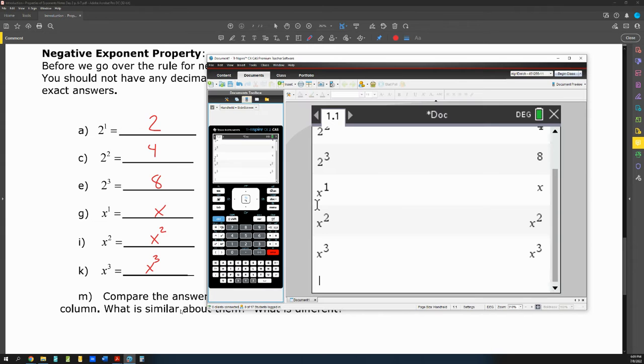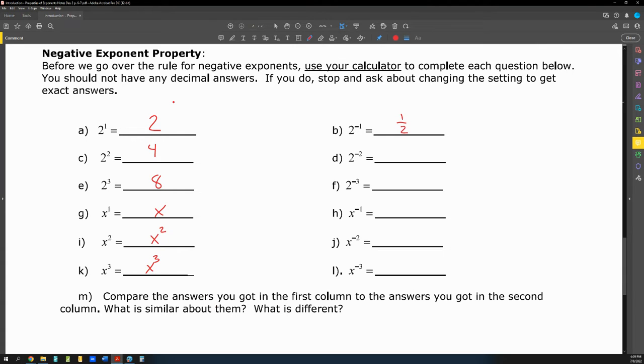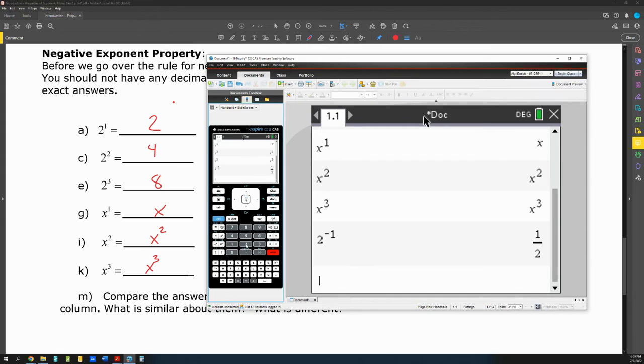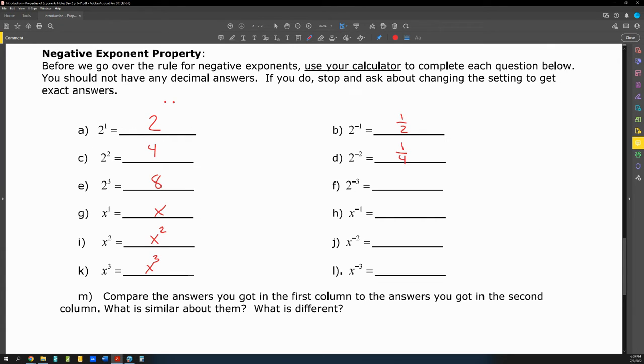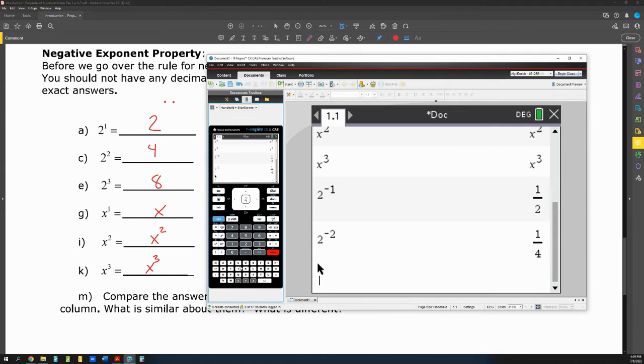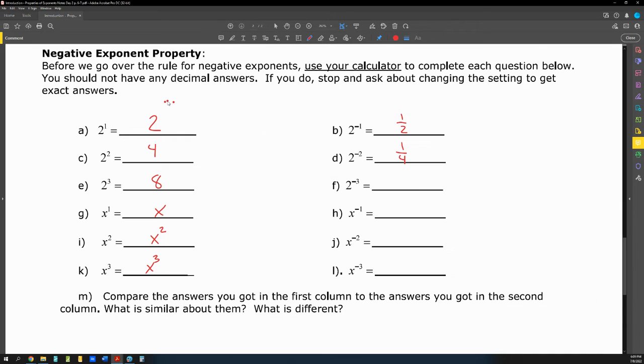We're going to do the same thing, but now in the exponent, I'm going to plug in negative 1. So 2 to the negative 1. And I'm going to use this negative key here. Note that this is different from the subtraction key. We're going to use the negative key, which is next to the decimal point. So 2 to the negative 1 is equal to 1/2. 2 to the negative 2 is 1/4. 2 to the negative third is equal to 1/8.